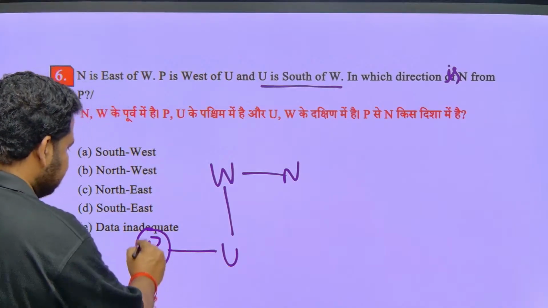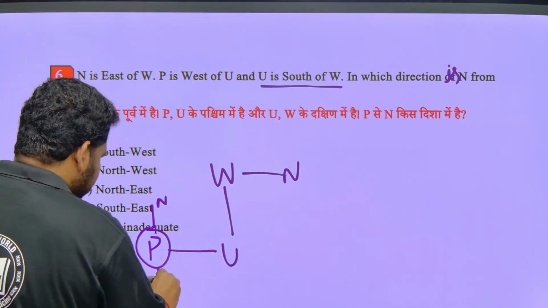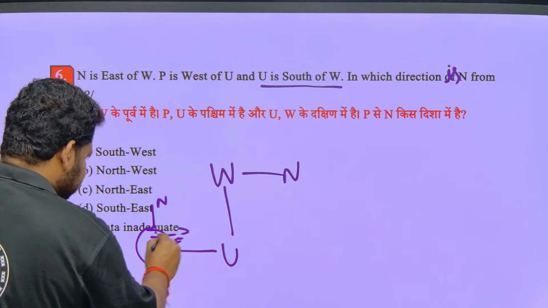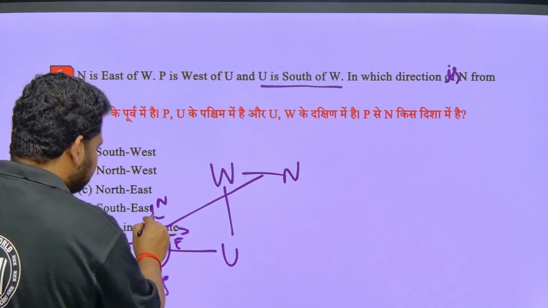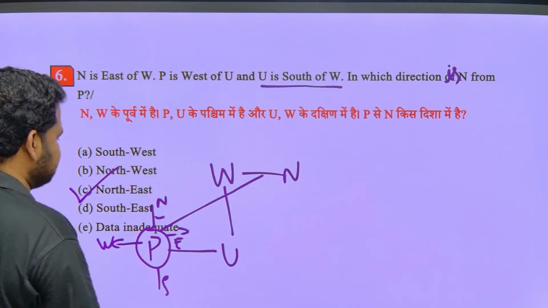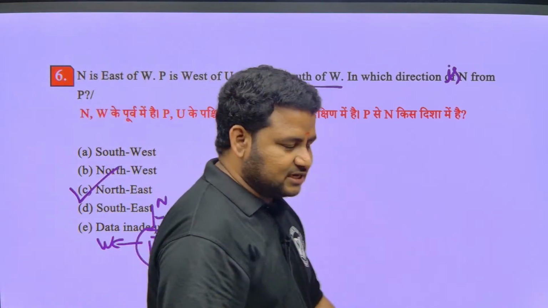You can say directly, this is north, this is south, this side is east, this side is west. So N is in this direction. That is the northeast direction. The answer is option C.